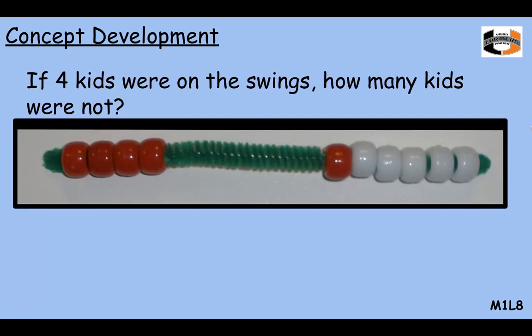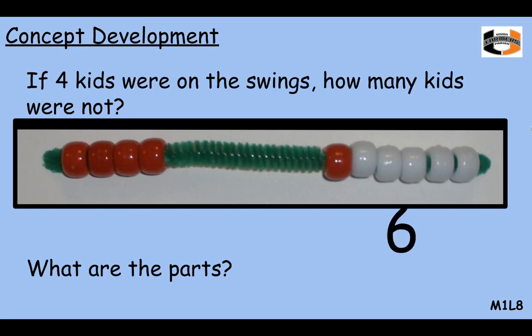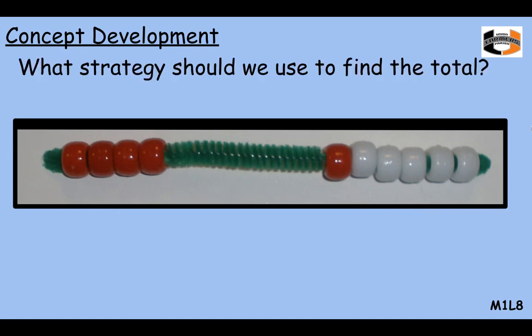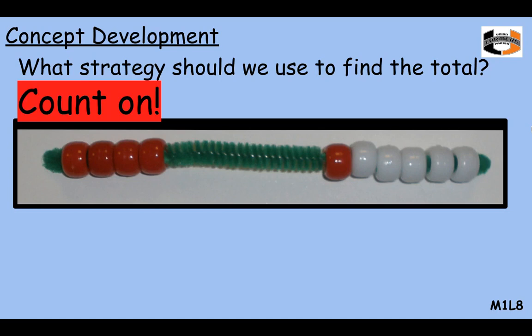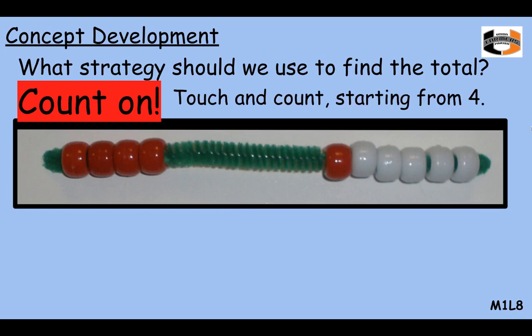If 4 kids were on the swings, how many kids were not on the swings? That's right. There were 6 not on the swings. What are the parts? 6 and 4. What strategy should we use to find the total? That's right, count on. Touch and count starting from 4.